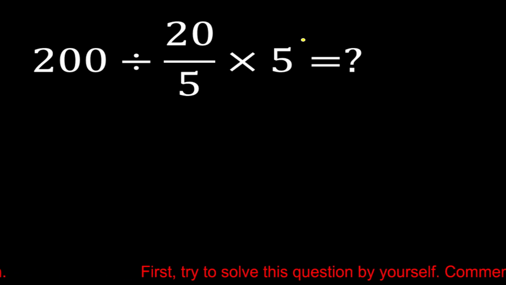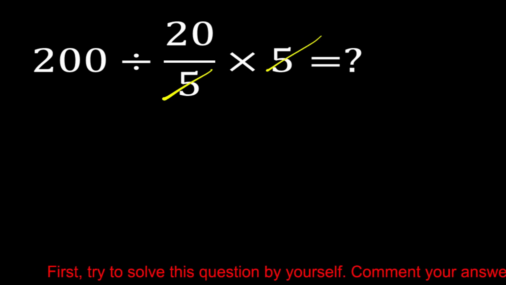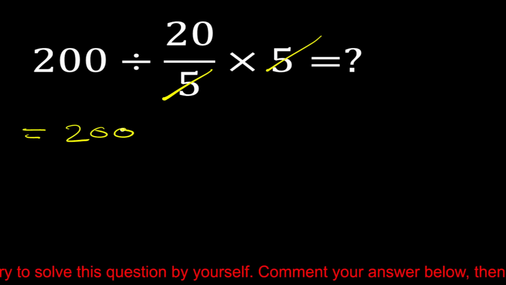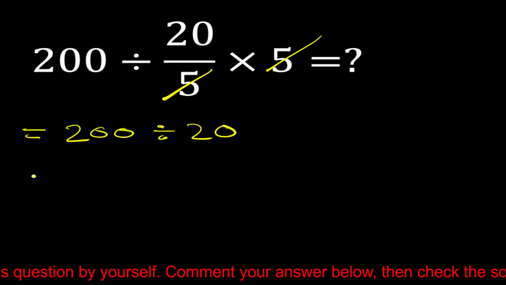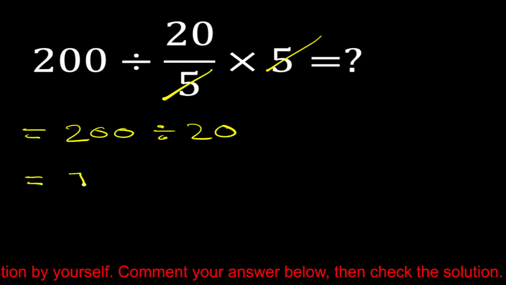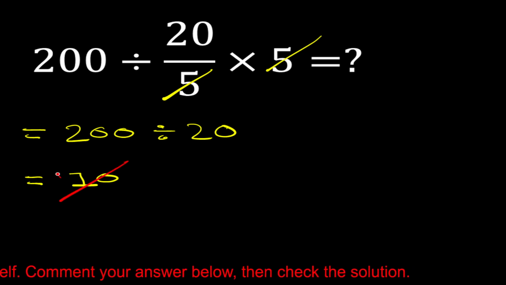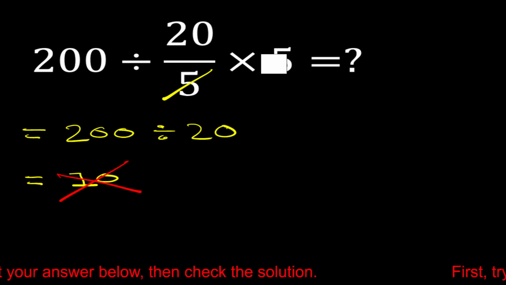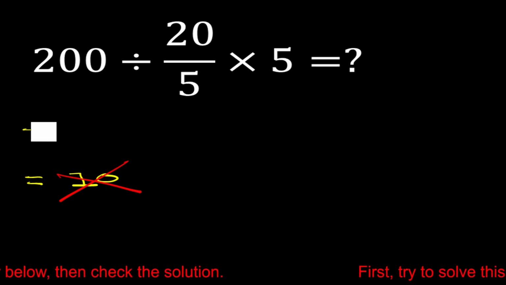So here we have a question: cancel this 5 by using 5 is equal to 200 divide 20. Okay, so now 200 divide 20 is equal to 10. But this answer is not correct. This answer is completely wrong. Okay, so now let's solve this problem correctly by using the PEMDAS rule.